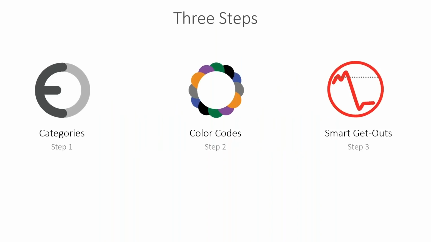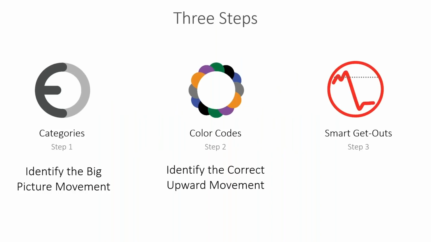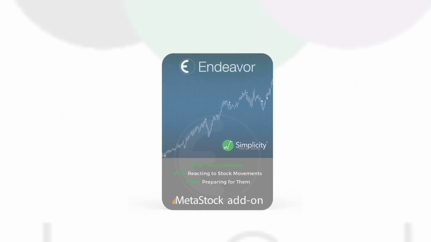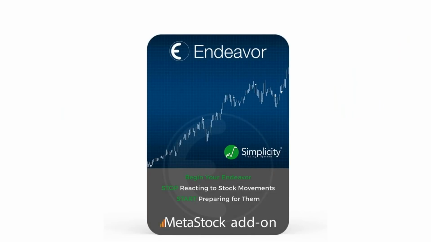And that's it. Those are the 3 steps. Step 1, identify the big picture movement. Step 2, identify the correct upward movement. Step 3, identify the right time to exit. When you put all 3 steps together, you have the Endeavor add-on for Metastock.